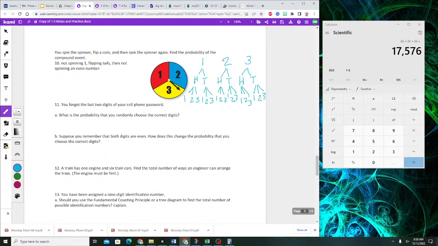So we want to not spin a 1. So that starts us off in the 2 and the 3 column. By the way, the sample space size is 3 times 2 times 3, which gives us 18. So there's 18 possible outcomes.